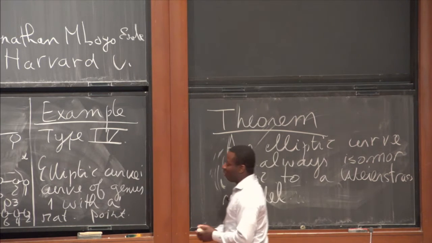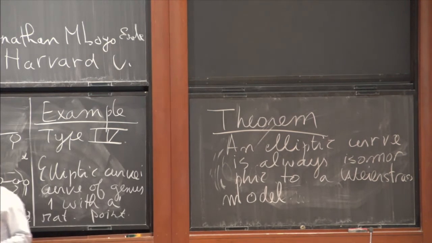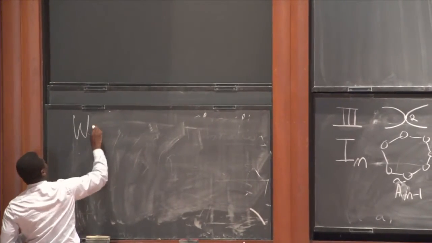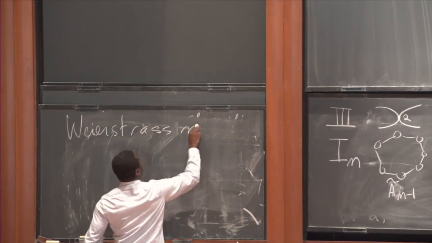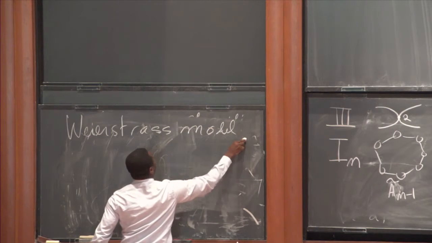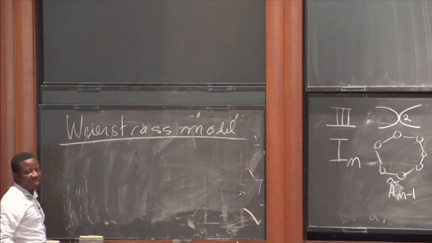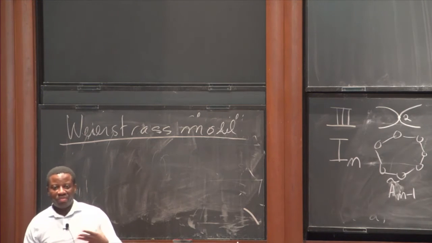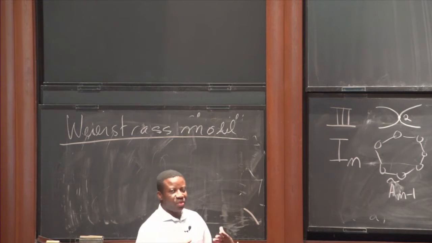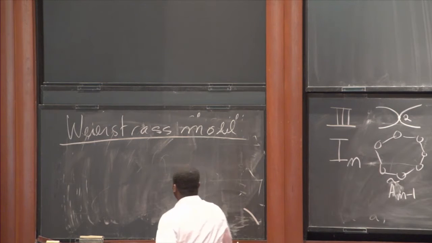Now this theorem is useful if I tell you what a Weierstrass model is, so that's what I'm going to do next. A Weierstrass model is an equation defined in the projective plane. So we work in the plane P2, and it's a cubic equation of the following form.